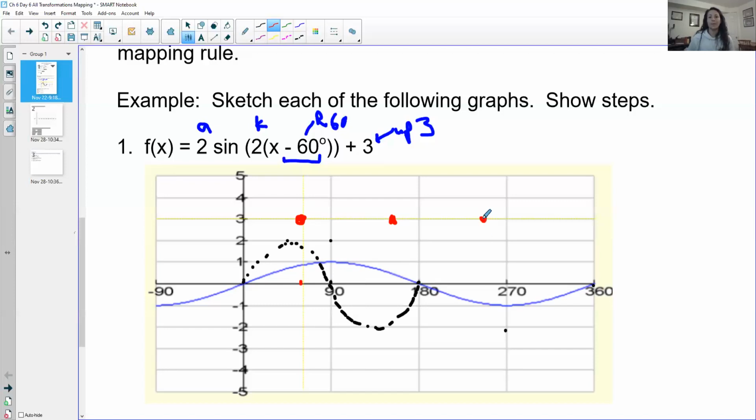Okay, now take the peak and the trough, your max and your min values. This would be right here at 45. 45 plus 60 is 105, so I would be somewhere around here. And then I'm going to go up 3. One, two, three, right in the middle. And this guy would be over 60 degrees, which would land me about here, and up 3. One, two, three.